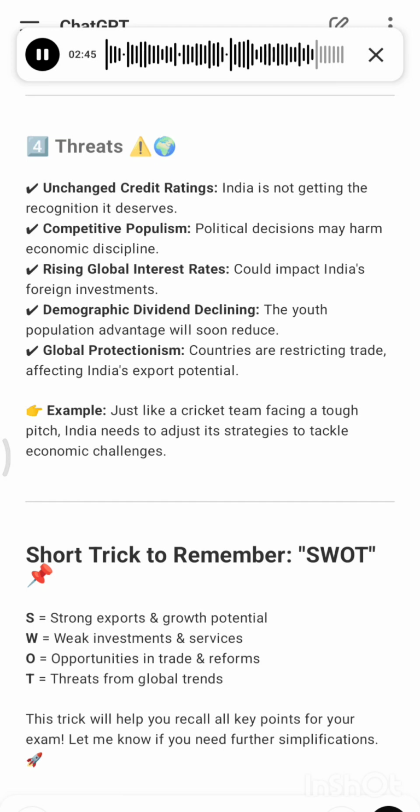Example: just like a cricket team facing a tough pitch, India needs to adjust its strategies to tackle economic challenges. Short trick to remember: SWOT. S equals strong exports and growth potential. W equals weak investments and services. O equals opportunities in trade and reforms. T, threats from global trends. This trick will help you recall all key points for your exam. Let me know if you need further simplifications.